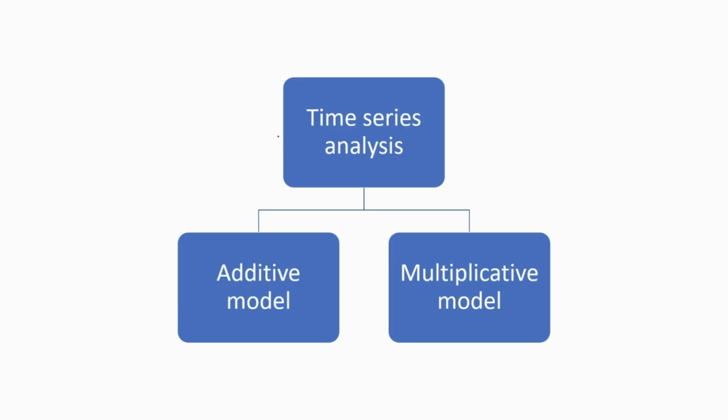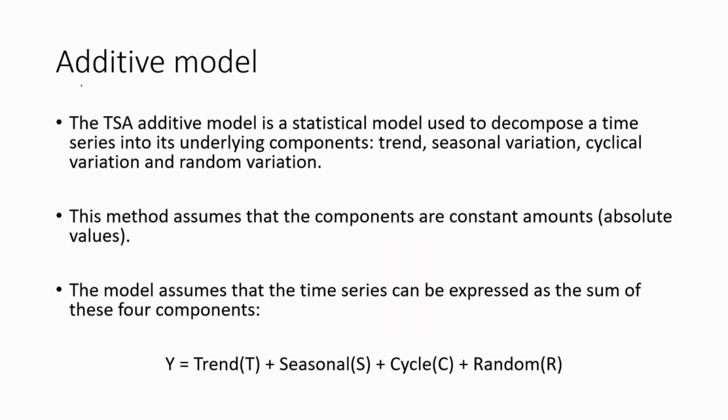Time series analysis can be done by using 2 models. The first model is the additive model and the second model is the multiplicative model. Let's talk about the additive model first. The time series analysis additive model is a statistical model used to decompose a time series into its underlying components: trend, seasonal variation, cyclical variation, and random variation. This method assumes that the components are constant amounts.